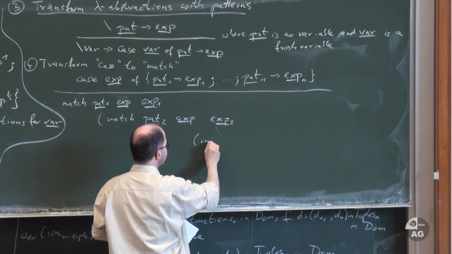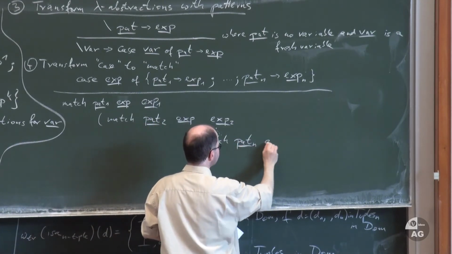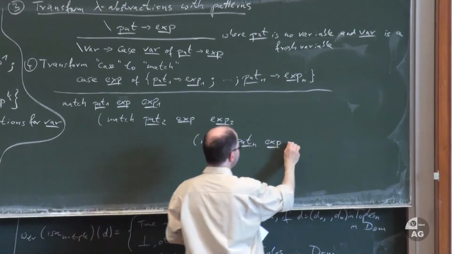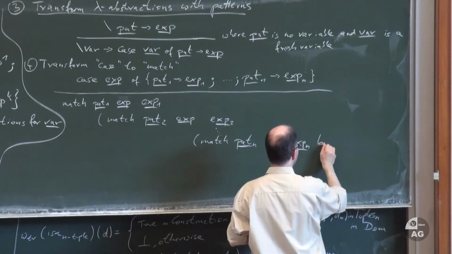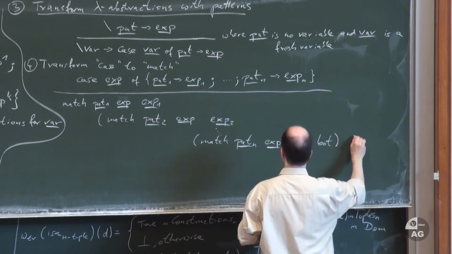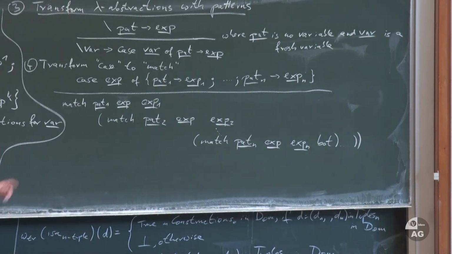And finally, in the end, I match pattern n against the expression exp. And if this works, then the result is expn. And if this doesn't work, then the result is bot. So instead of writing case, I can also use these nested match expressions. And now what remains to be done is I have to get rid of these match expressions.